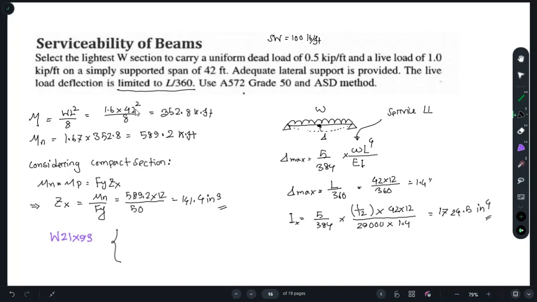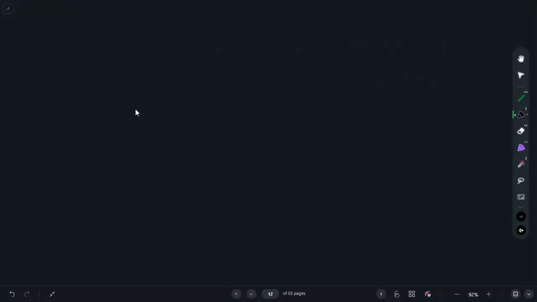You can check compactness. For that, you need bf over 2tf value, and you need another criteria, that is actually your lambda. For flange you need lambda, for web you need lambda. You can get these two values directly from the AISC manual under compactness criteria. We'll see that just now.